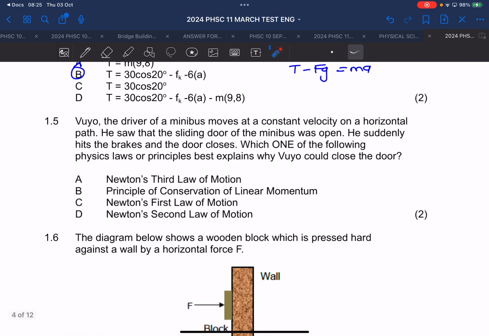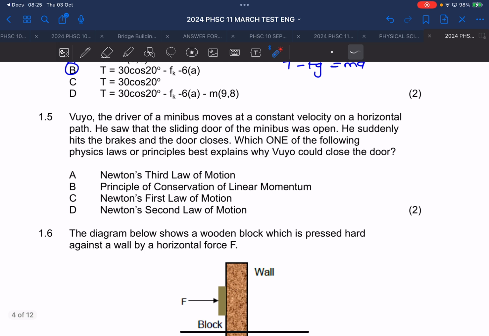Right, next one. It says Vuyo, the driver of a minibus, moves at a constant velocity on a horizontal path. He saw that the sliding door of the minibus was open. He suddenly hits the brakes and the door closes. Have you been in that scenario before? No? Where you stop and the door closed. Which one of the following physics laws or principles best explains why Vuyo could close the door?